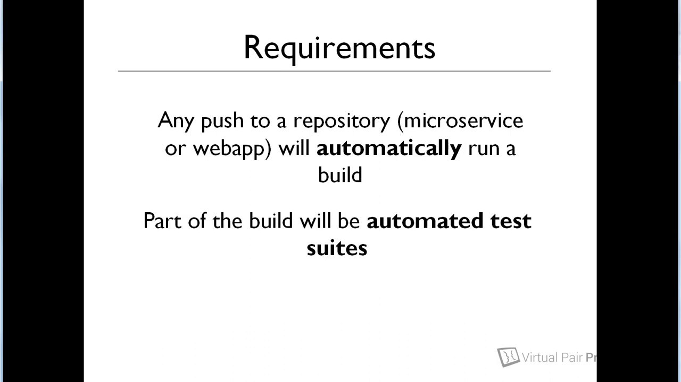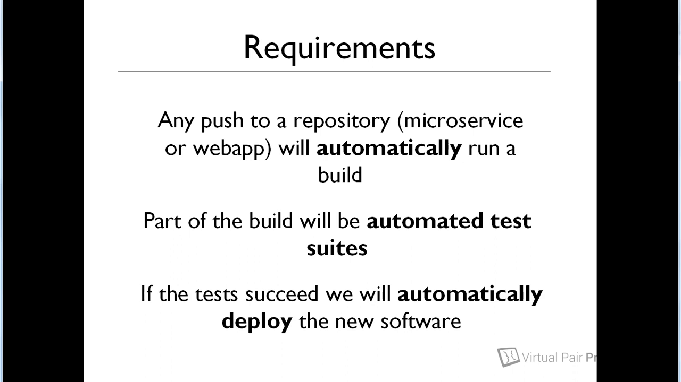As part of the build process, we're also going to run automated test suites. If any of those tests fail, then we're going to raise an alarm, and that alarm is going to mean that we would immediately focus on getting the problem fixed. If the tests succeed, then on this project, we're going to automatically deploy the new software into production, and I have a requirement that we're going to have the minimum of system downtime.